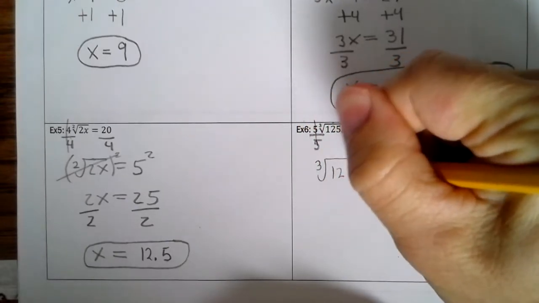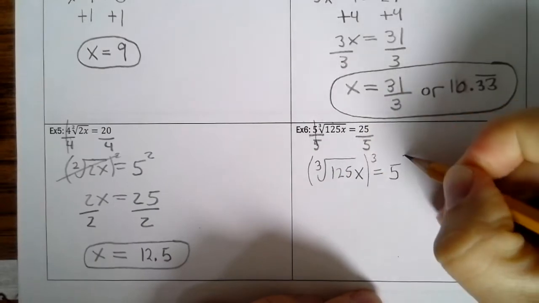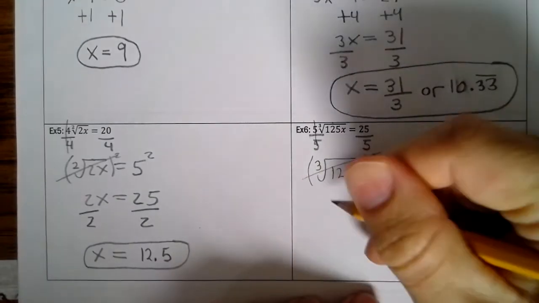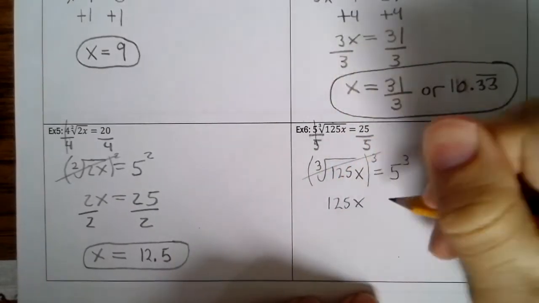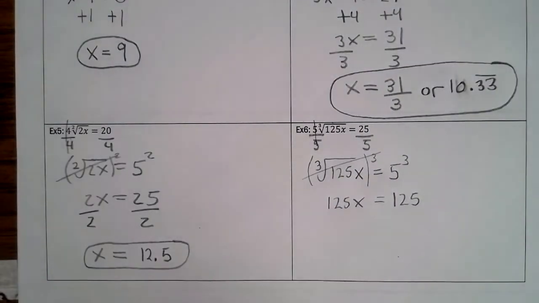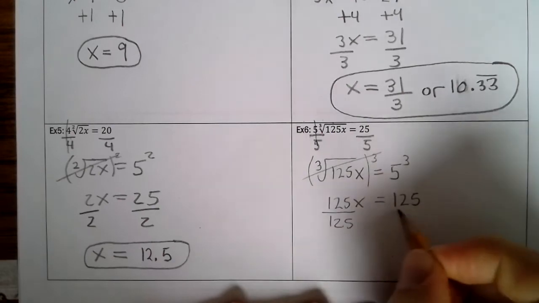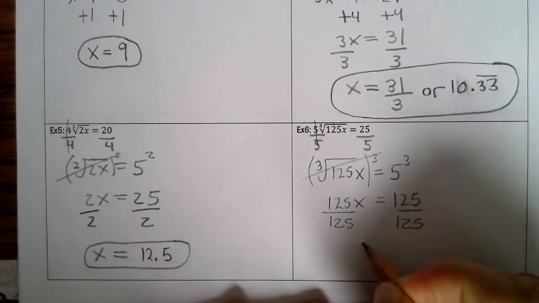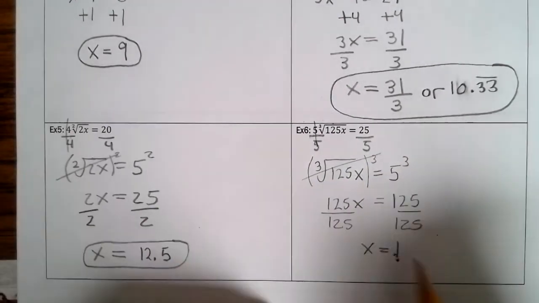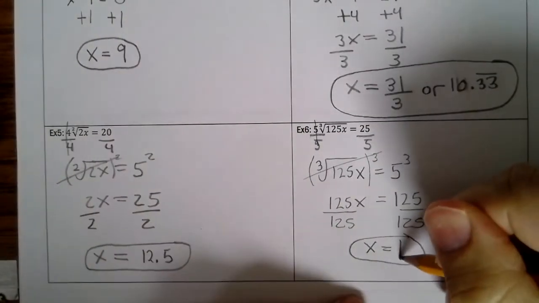We're going to cube both sides. That becomes power of 1. You're left with 125x equals 125. Divide both sides by 125. X equals 1. All right, so finish up examples 5 and 6.